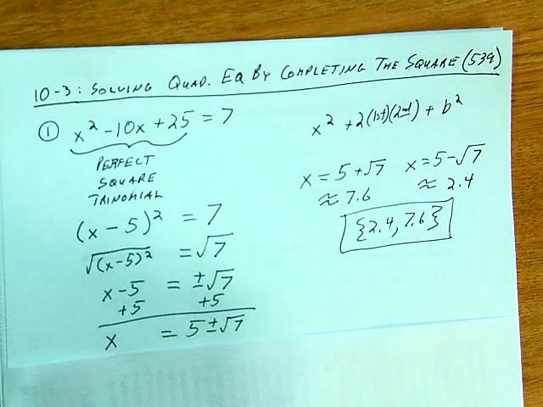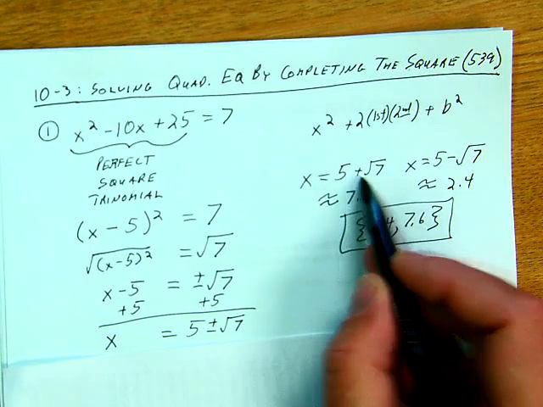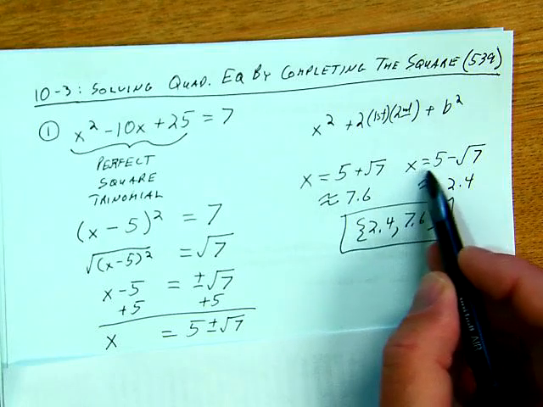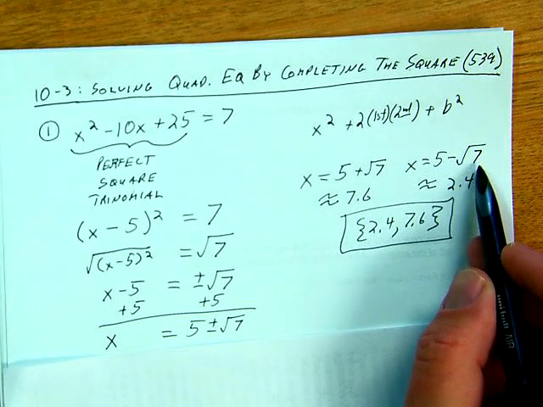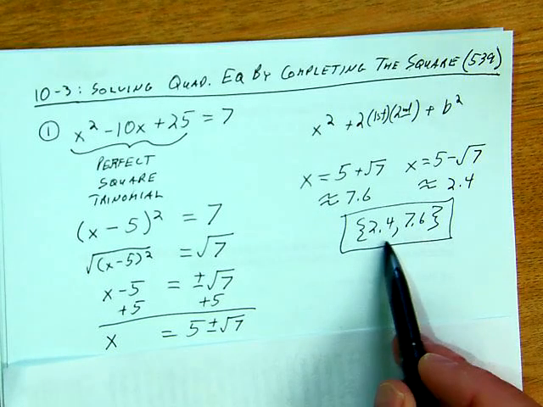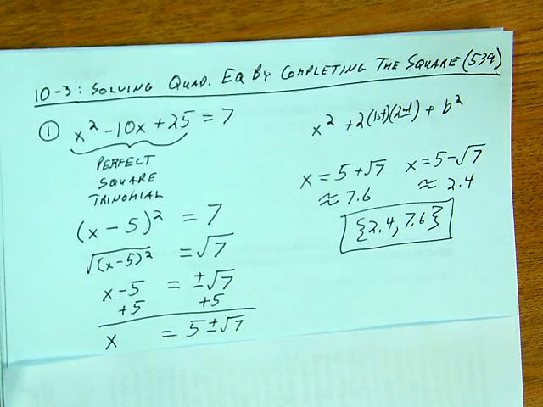Then I'm going to come up over to this side, and I'm going to rewrite that equation as the plus equation and the minus equation. So x equals 5 plus the square root of 7 and x equals 5 minus the square root of 7 to get my two answers. They're approximately 7.6 and 2.4, and there is my answer for that example.